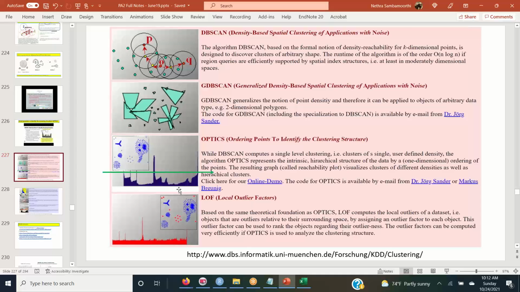DBScan will give you all these outputs. Okay, so we talked about how these points can be identified, and then generalized. Density-based spatial clustering of applications generalizes the notion of point densities, and it can be applied to arbitrary data types. Sometimes you can use it for land identification, land clustering in geography and so on.